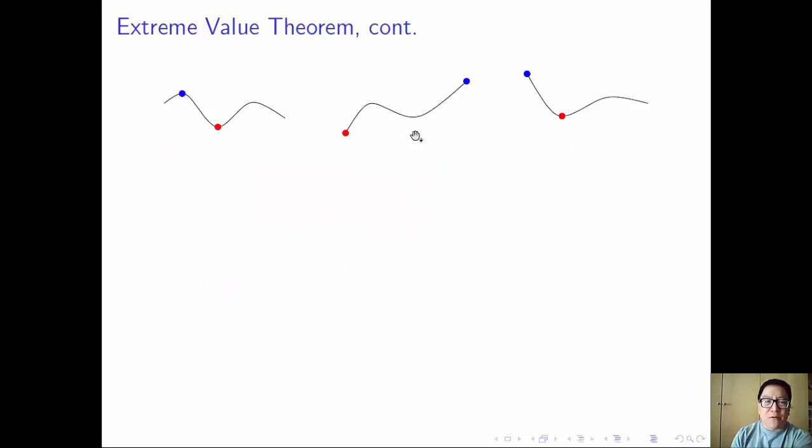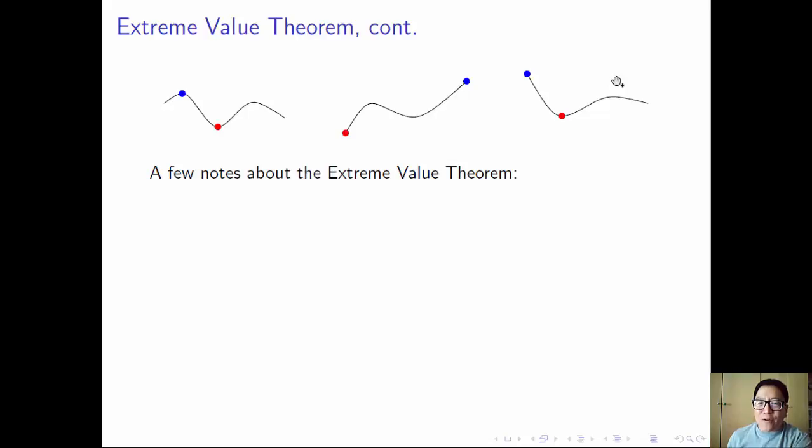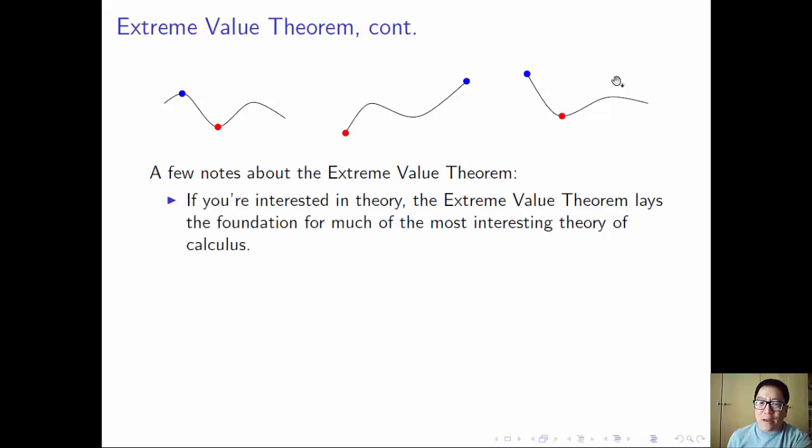So here are some examples. Look, it must be true, right? It works for these 3 examples. We have 3 examples of continuous functions defined on a closed and bounded interval. And look, there's always at least one absolute maximum and one absolute minimum. Done and done. Proof. All right, well, anyway. A few notes about the extreme value theorem. If you're interested in theory, the extreme value theorem actually lays the foundation for much of the most interesting theory of calculus.